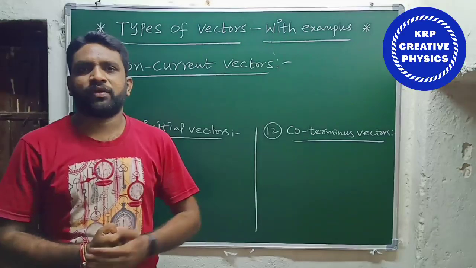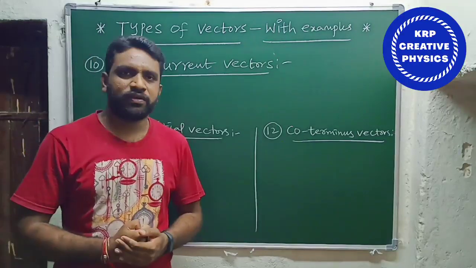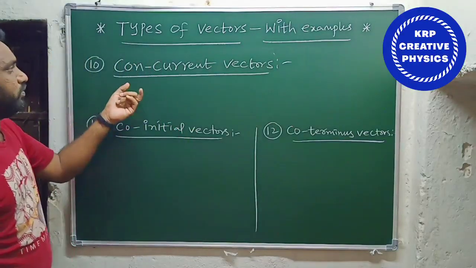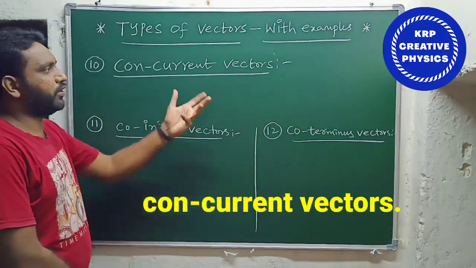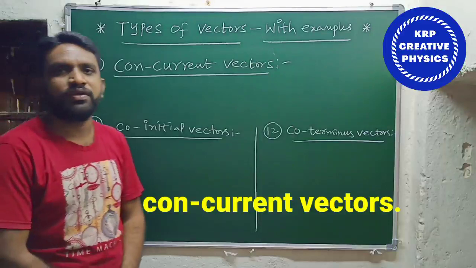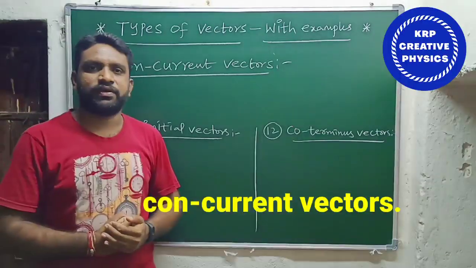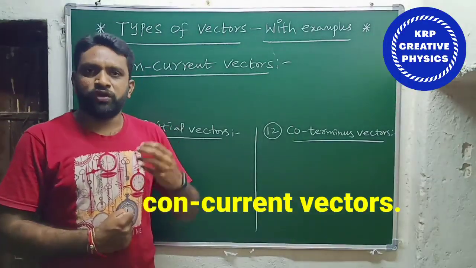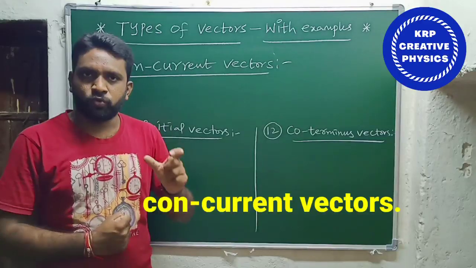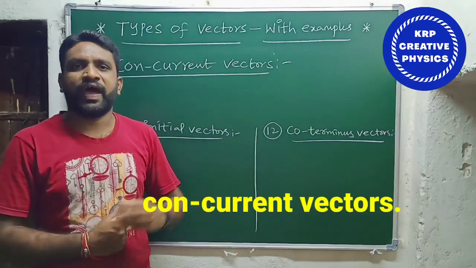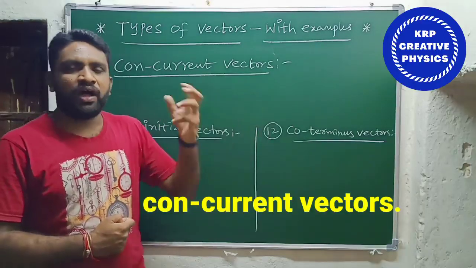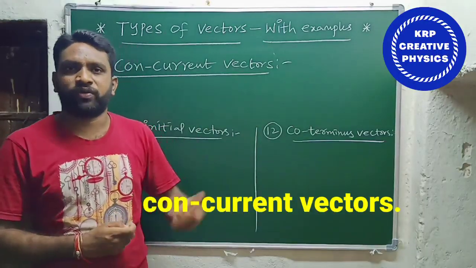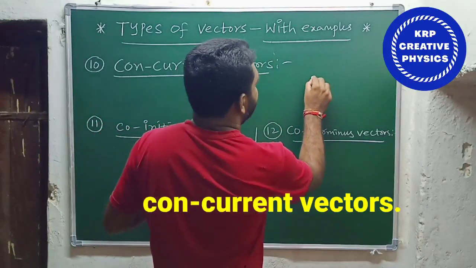Okay friends, after the completion of unit vector and zero vector, now we are going to learn about a very important type of vector, concurrent vectors. What is that? It is very simple actually. If two or more vectors are acting at the same point, then all these vectors are said to be concurrent vectors.